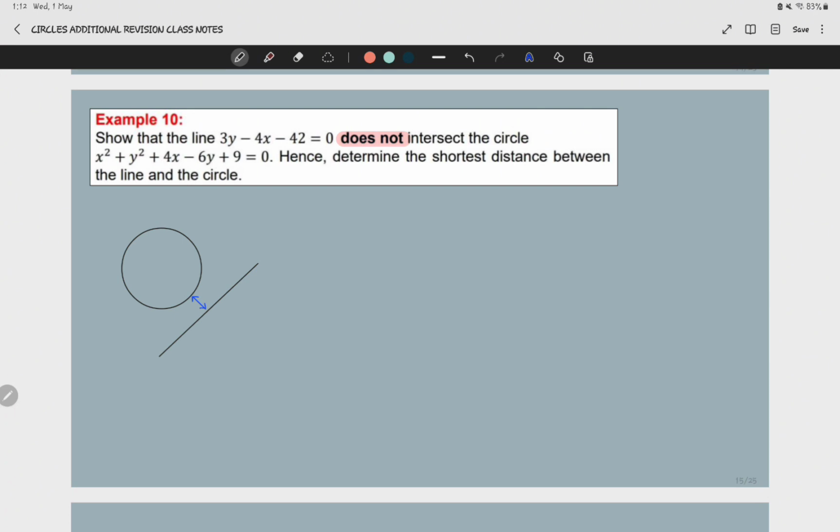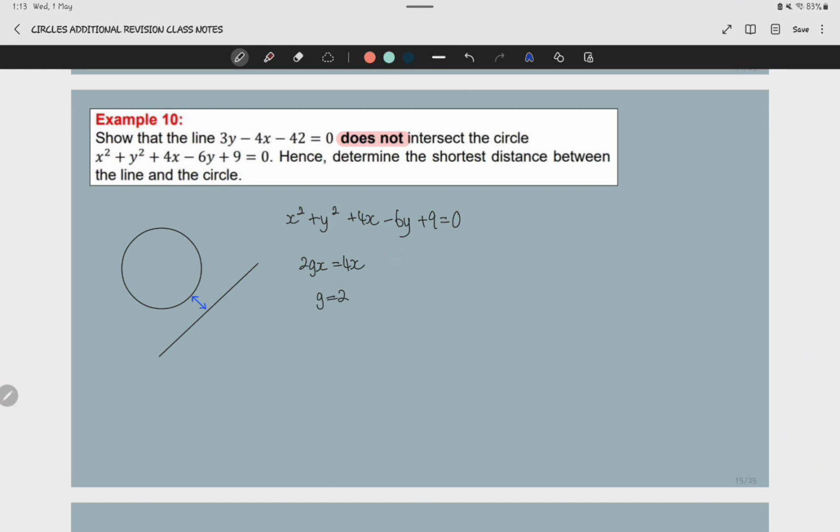Okay, so we try here. From the circle, we know that 2gx equals 4x. So g is 2.